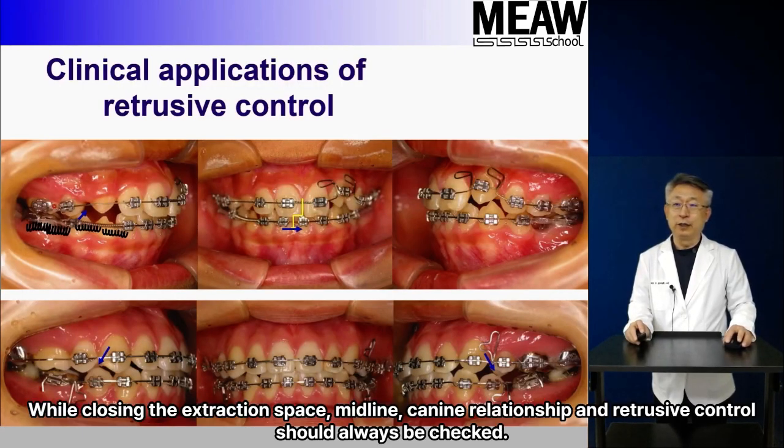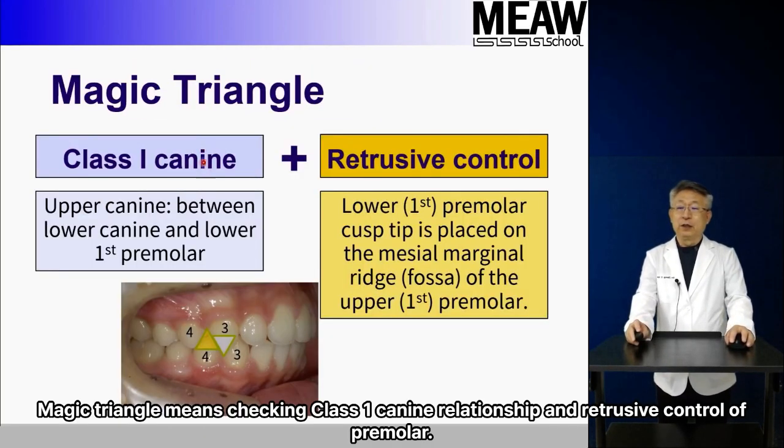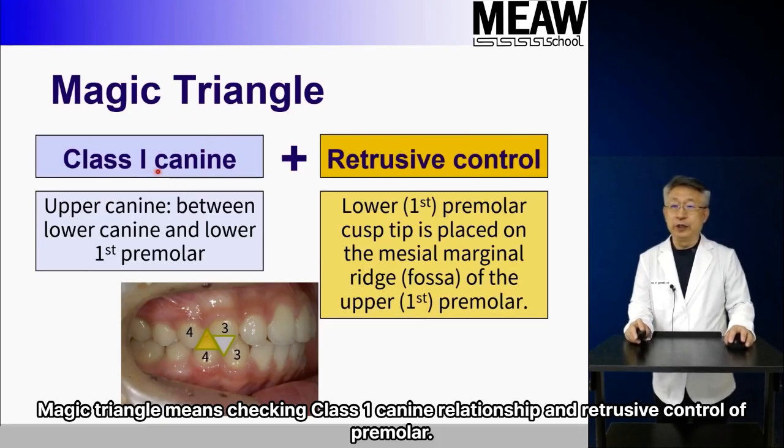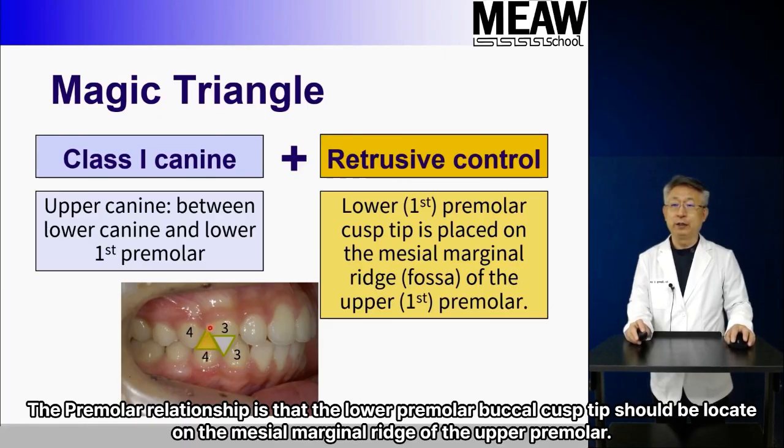While closing the extraction space, midline, canine relationship, and retrusive control should always be checked. Magic triangle means checking Class 1 canine relationship and retrusive control of the premolar. The premolar relationship is that the lower premolar buccal cusp tip should be located on the mesial marginal ridge of the upper premolar.